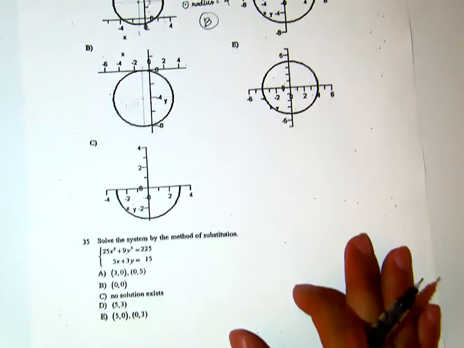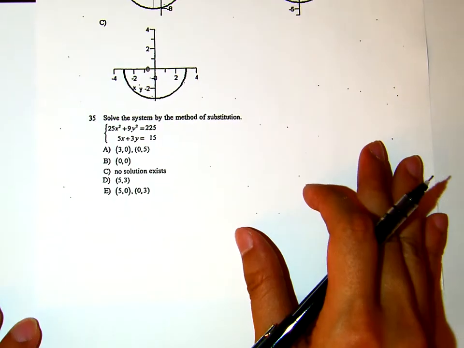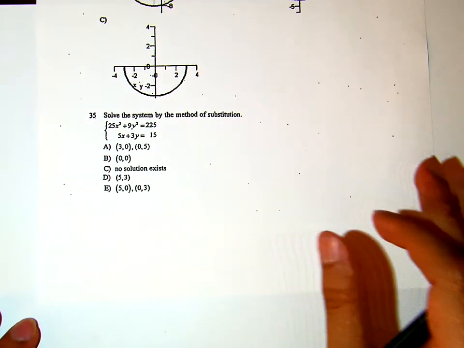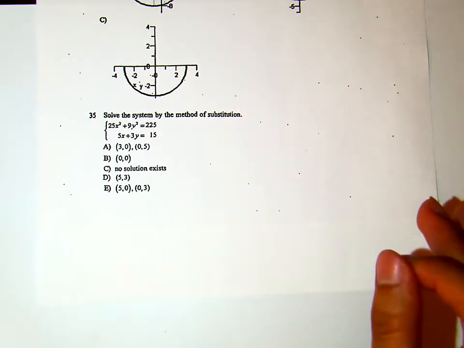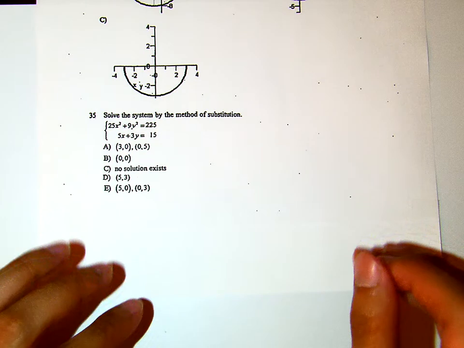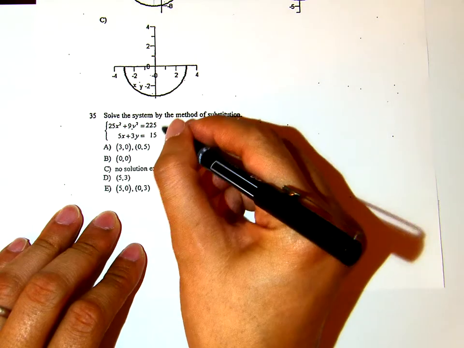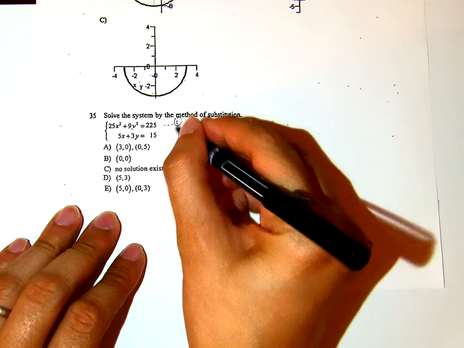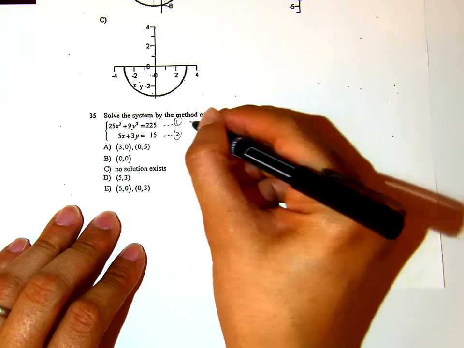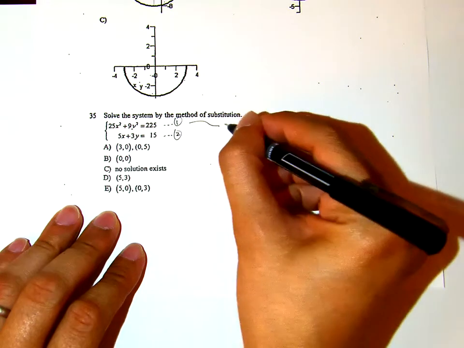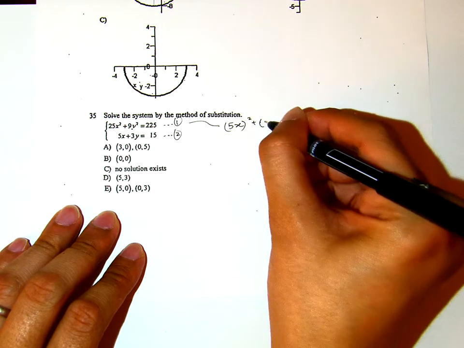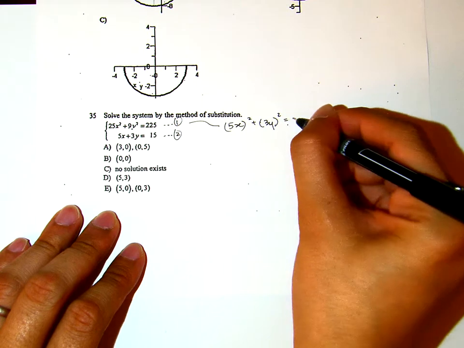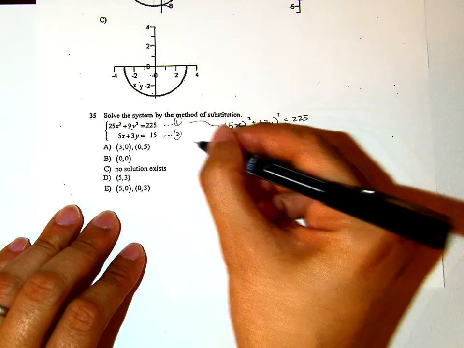Number 35. Solve the system by method of substitution. Notice that this is a system, not a linear system, of nonlinear equations. It seems easier for us to deal with the second equation. Let's call this the first one and the second equation. The first equation, I can actually rewrite as (5x)² + (3y)² = 225. Now you may wonder why I want to do that.